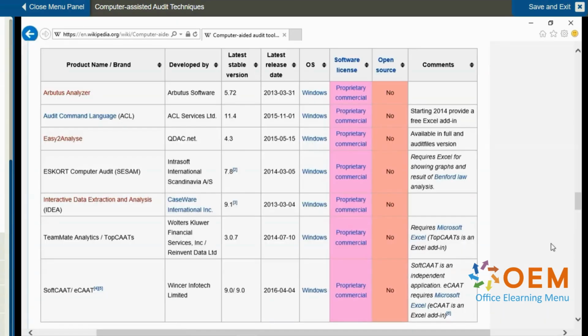Here's a list of automated CAT tools at Wikipedia. You can see there's actually 7 of them listed here, along with who developed them, the latest stable version, and the latest release date. All of these are Windows-based, and they're proprietary commercial licensing. None of them are open source. There's some comments over here as well. For example, Audit Command Language, ACL, Interactive Data Extraction Analysis, IDEA, and SoftCat or ECAT.